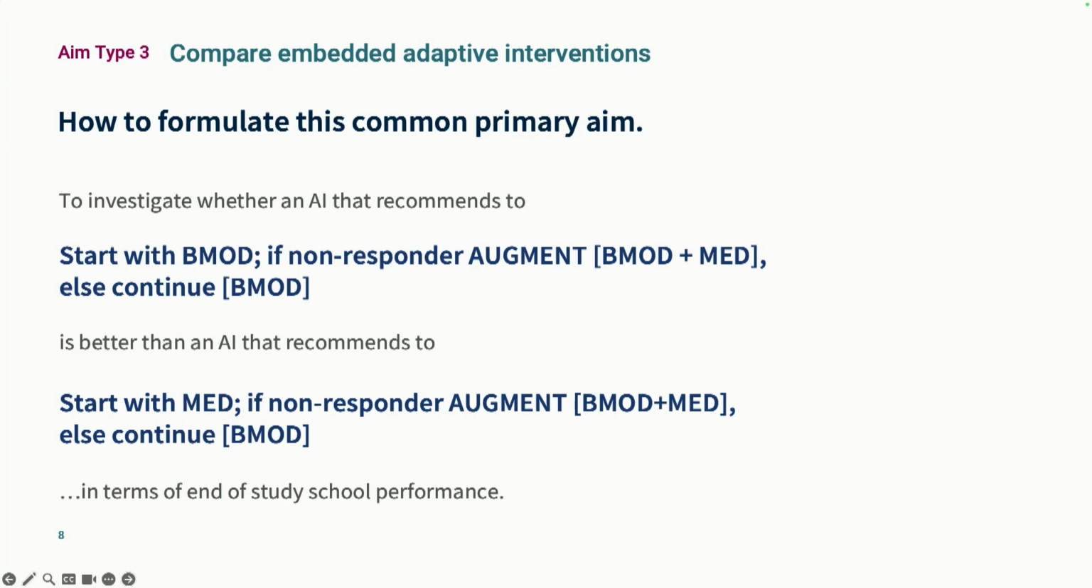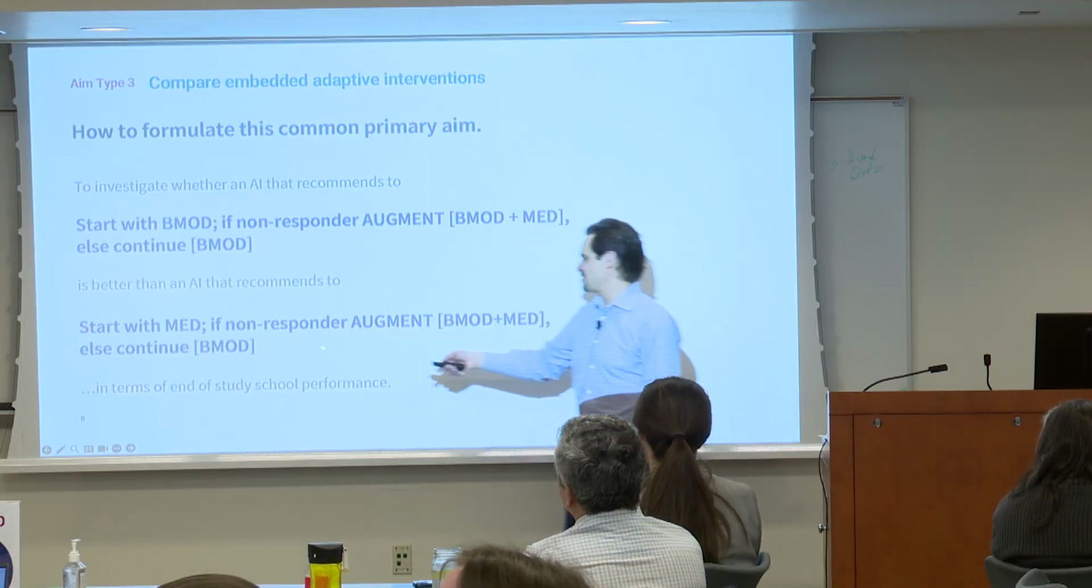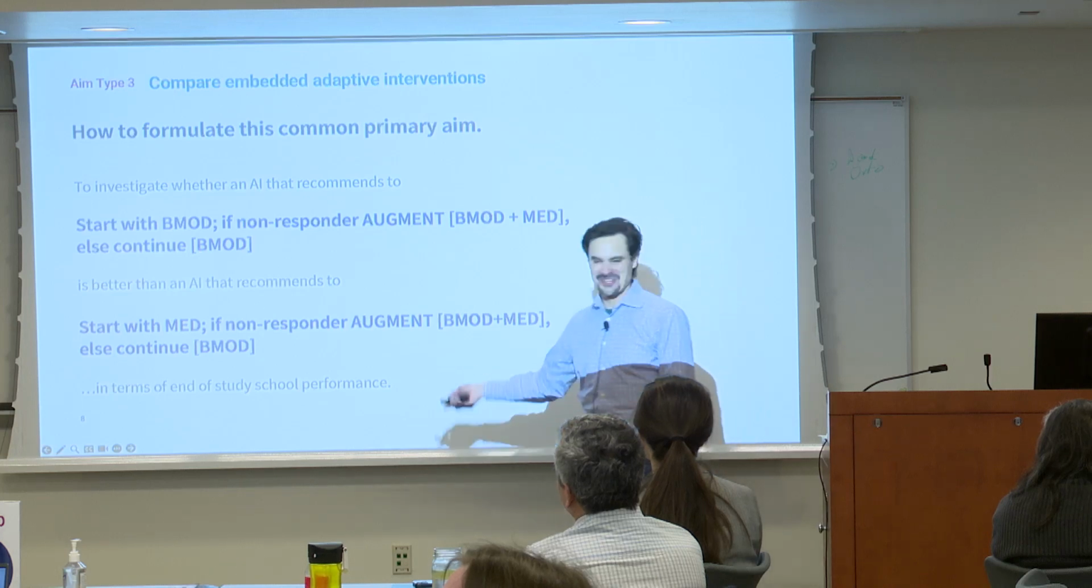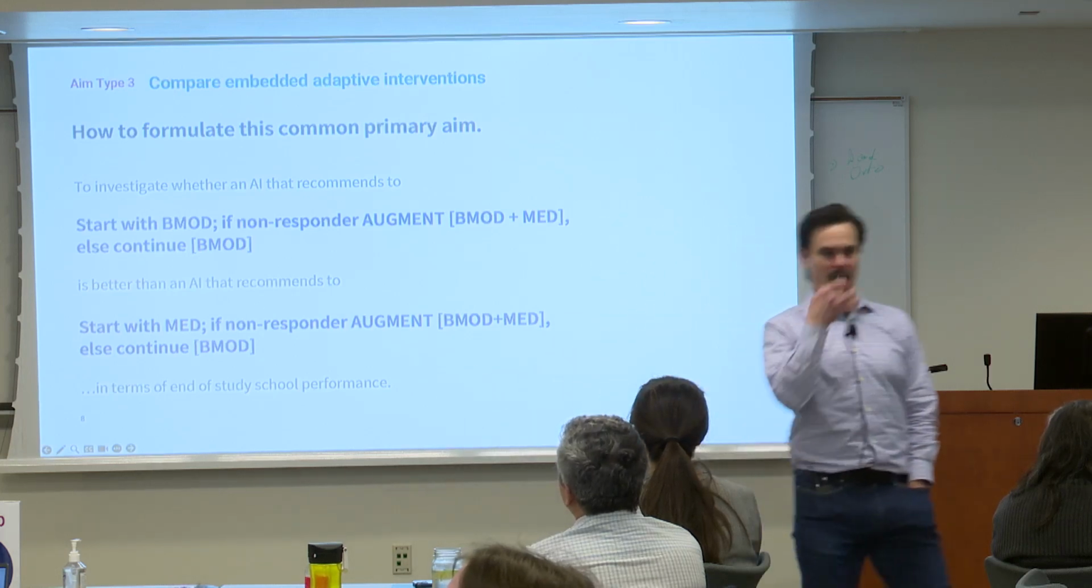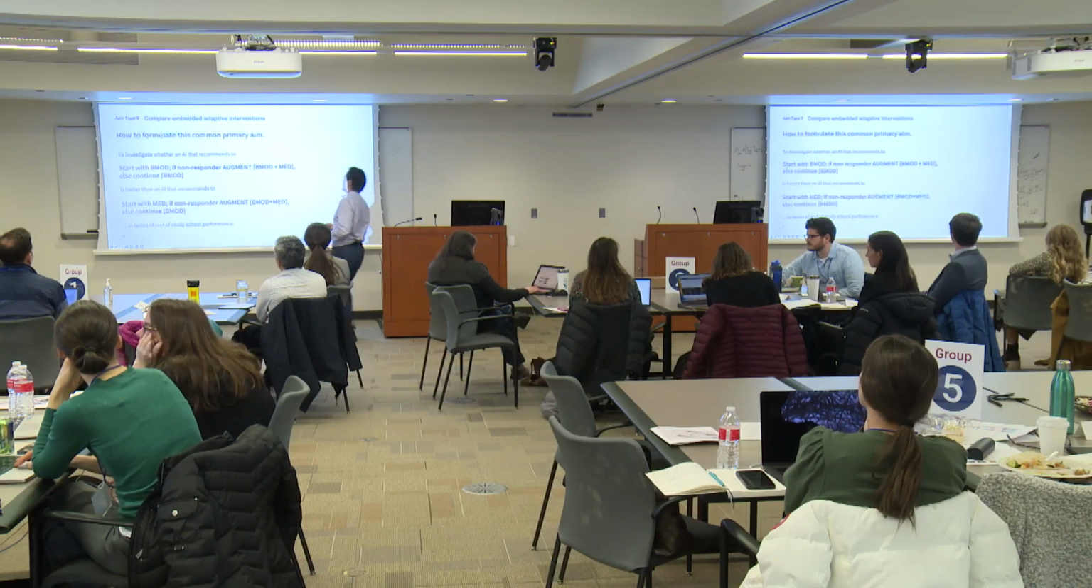These are a little harder to describe in grants because an adaptive intervention is a slightly more complex thing than saying, start with BMOD, start with MED, right? So the languaging gets a little trickier, but trust me when I tell you, we've done it. There's ways to do it. So here is the long version. To investigate whether an adaptive intervention that recommends start with BMOD, if not a responder augment, else continue, is better than an adaptive intervention that recommends start with MED, if not a responder augment, else continue, in terms of school performance. That's a mouthful, right? This thing is going on and on. But there's other ways to say this, and I don't even know if I put them up here. You ready?